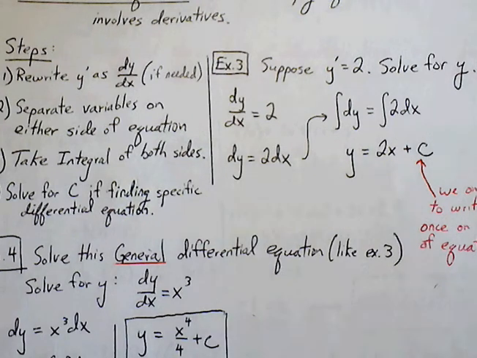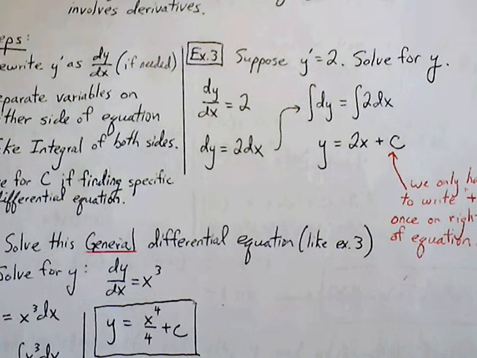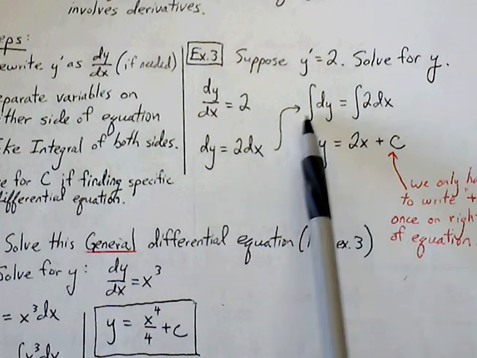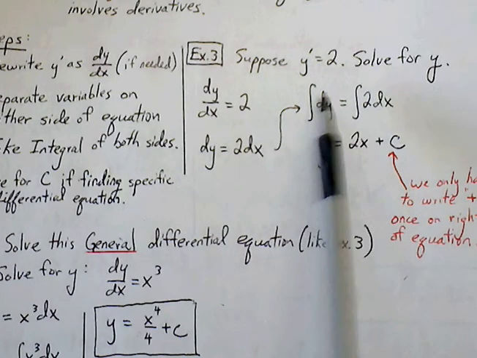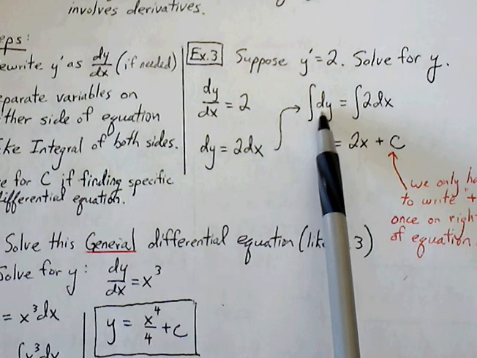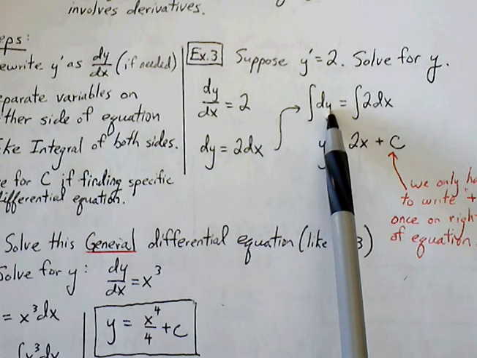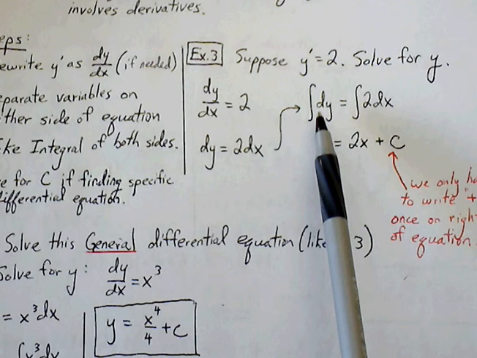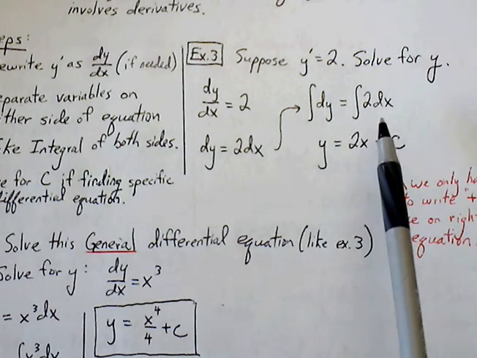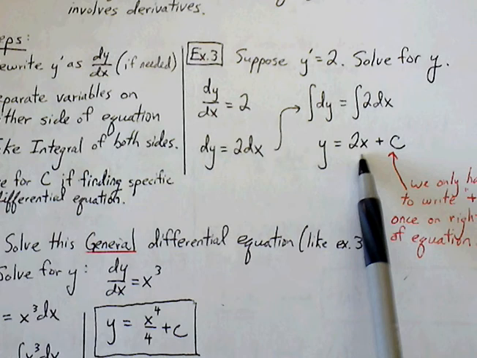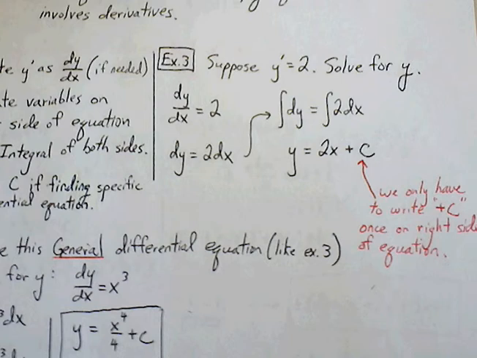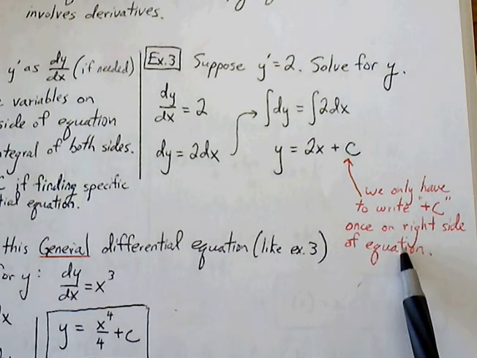Okay. We take the integral of both sides. Integral of dy is the same thing as integral of 1 dy. Integral of 2 dx, we apply the appropriate rule here. So integral of 1 dy will simply be y, because the independent variable is y on the left side. Integral of 2 dx will simply be 2x. And then both sides will produce a plus c, but we only need to write a plus c once on the right side of the equation.